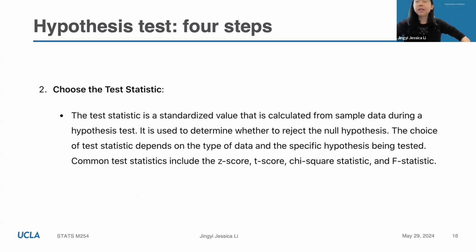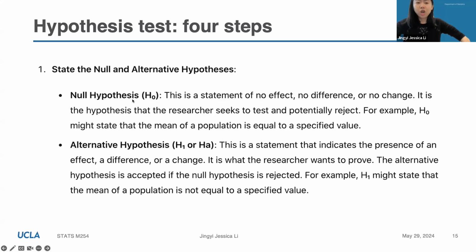Second, the test statistic. The test statistic is what we construct to summarize our data. So as we will see later for the two sample t-test, we summarize our data into one number, and that number is a test statistic. We hope that this number is informative. It can tell us whether the null hypothesis is reasonable or not. That's the intuition we have.